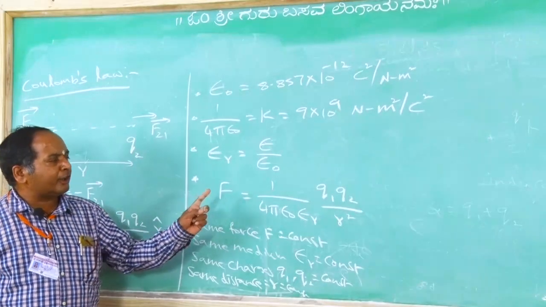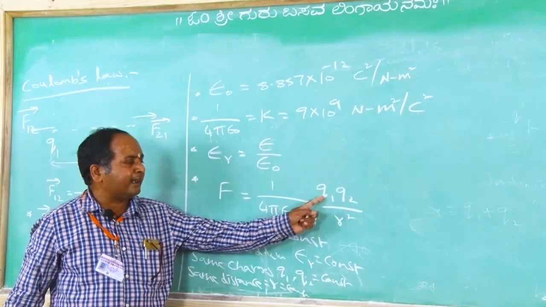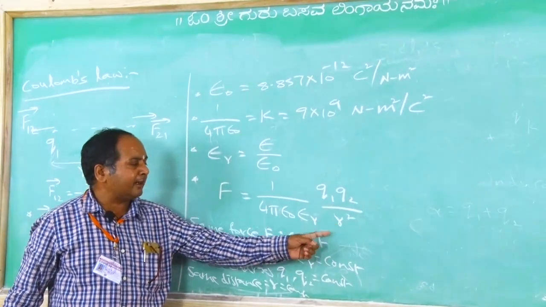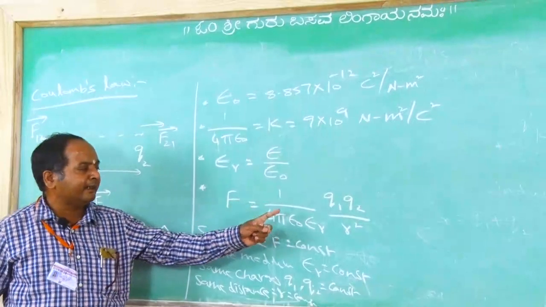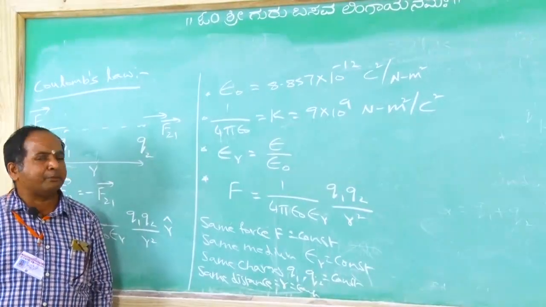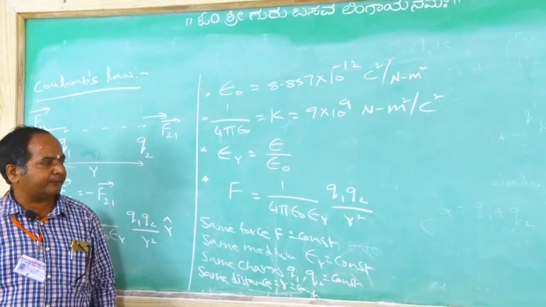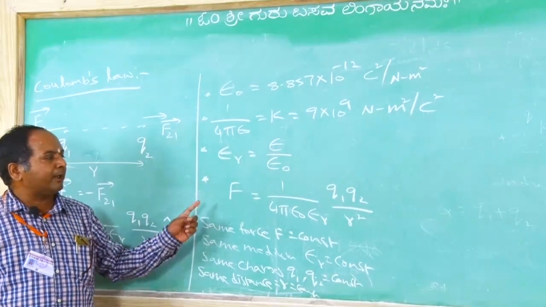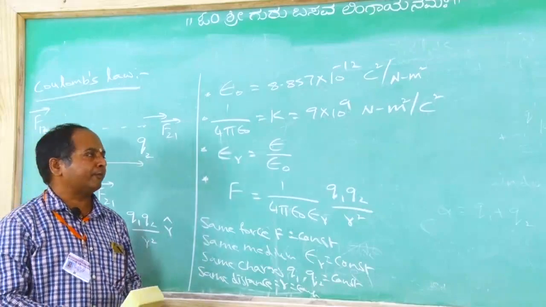Suppose two same charges are at the same distance. What is the relation between force and their corresponding dielectric constant? It means F into epsilon R is equal to constant. Like that, when we are doing the problems, you should observe carefully.